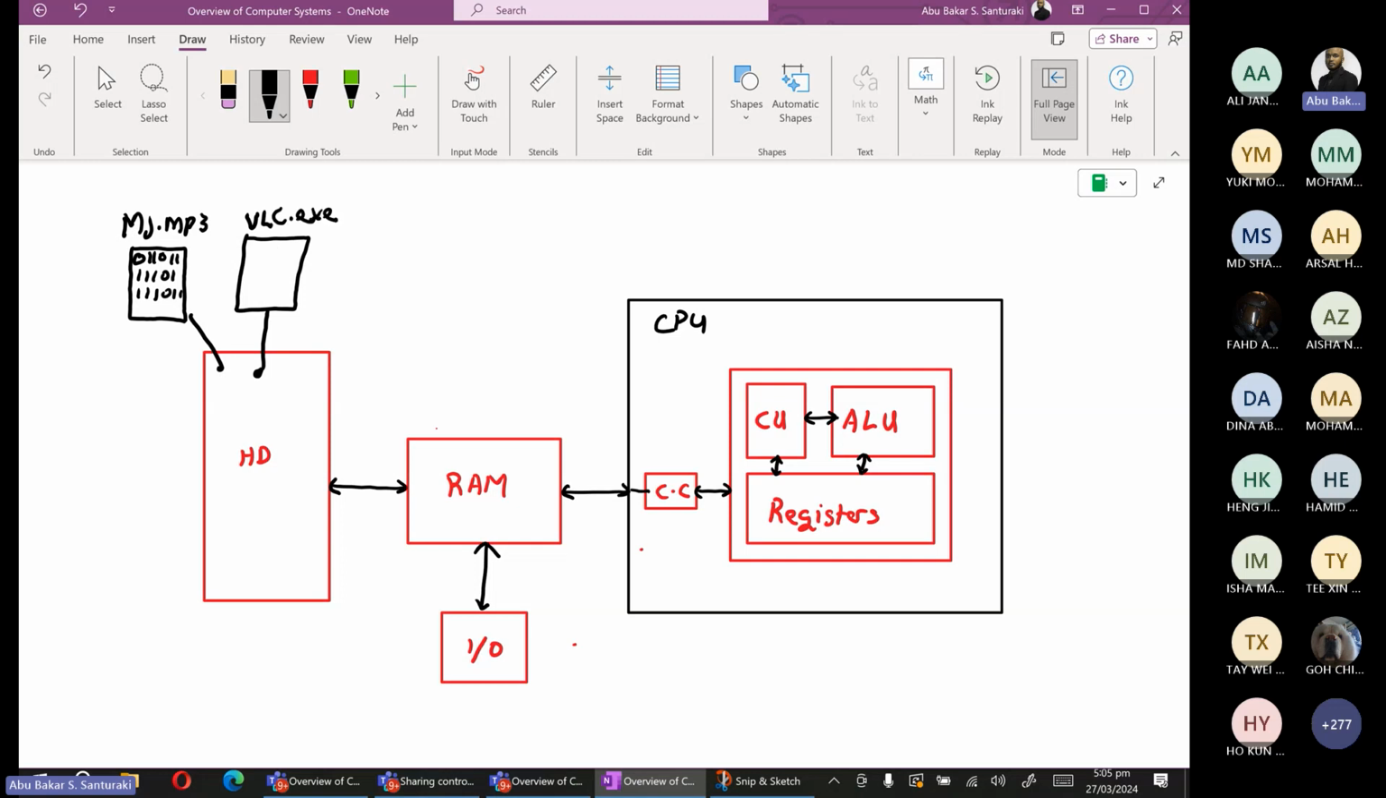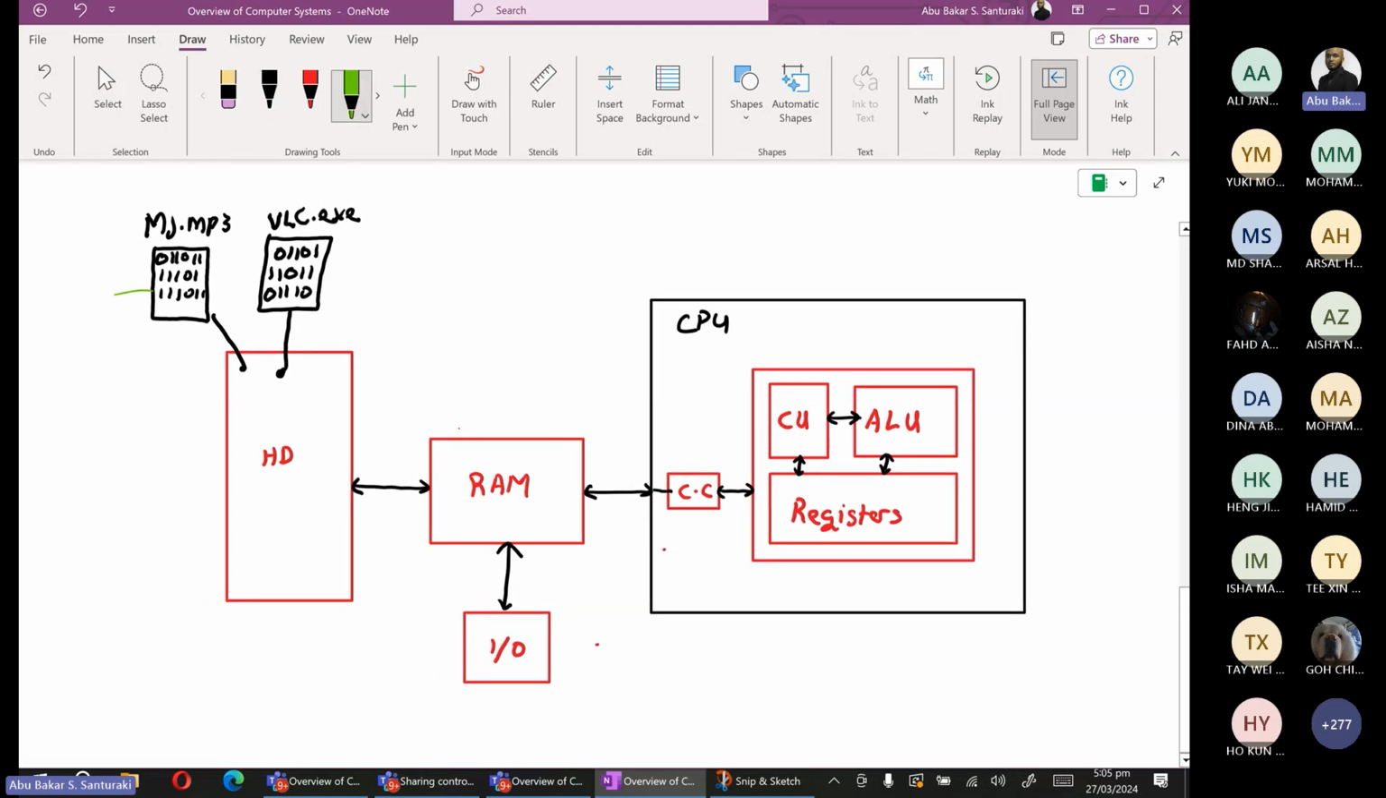So this VLC is essentially also a file that consists of a bunch of zeros and ones. So you might say to yourself, wait a minute. If both files contain zeros and ones, what's the difference between the two? The zeros and ones in this file refer to data that I can use to produce music, whereas the zeros and ones in this file represent instructions.